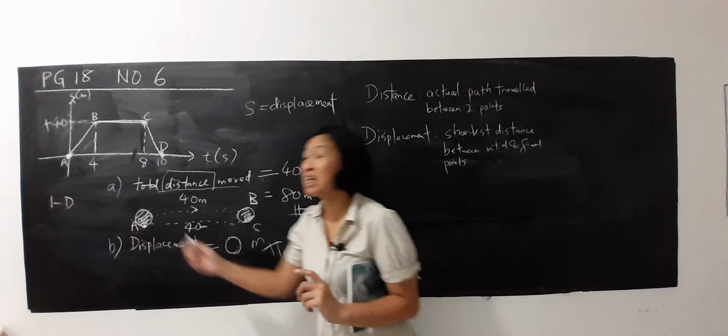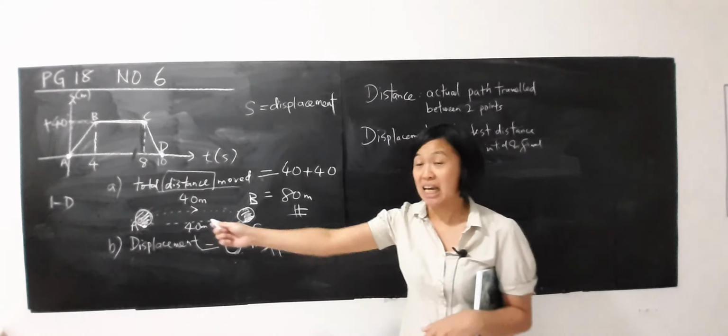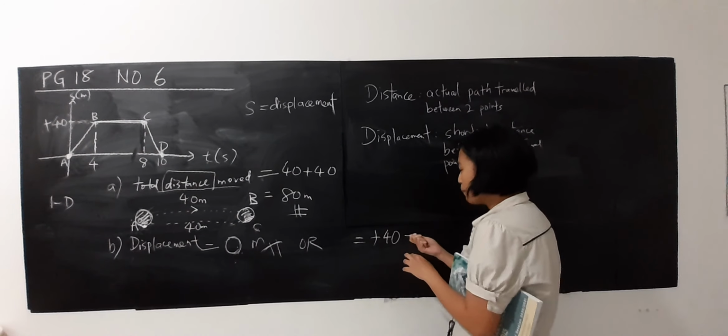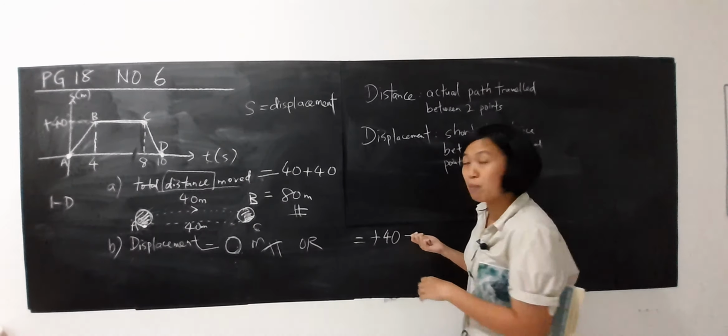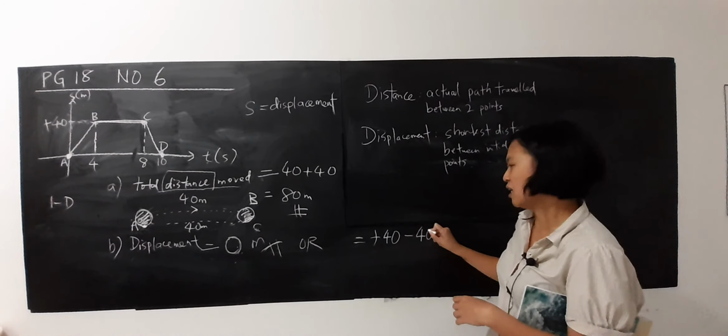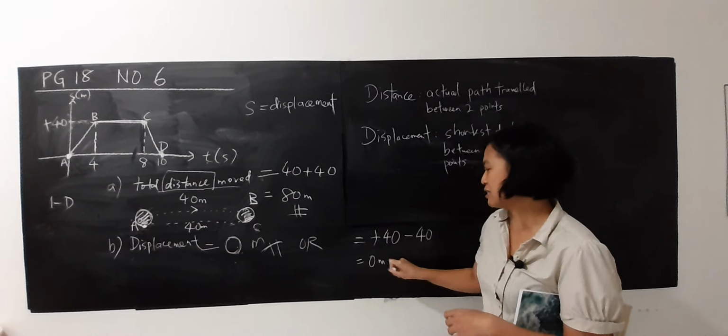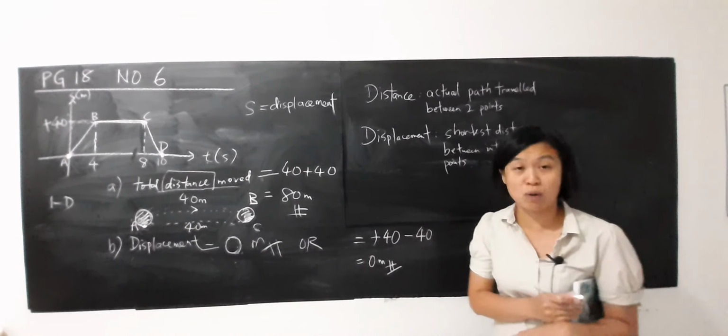Dia beralih ke arah kiri kan. Kalau ke arah kiri, remember for displacement ke arah kiri we put a minus sign. Minus how much here? Minus 40 here. So positive 40 minus 40 you get 0 lah. So same thing, you get 0 meter here. So that's how we solve this problem.